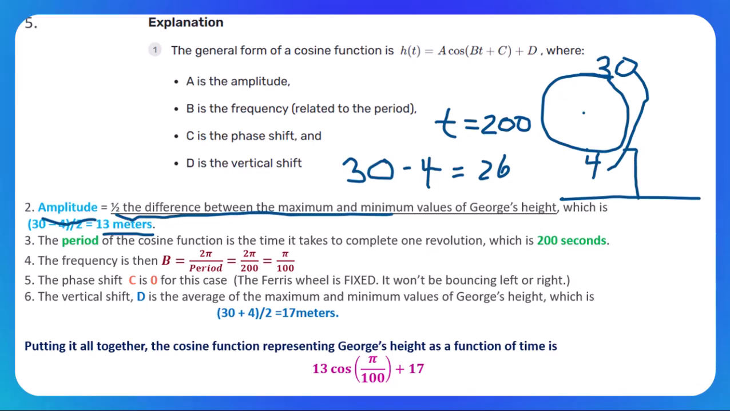Let me erase some of that and get it out of the way. All right, now the frequency is B, and that's going to be our period. So our period starts with 2 pi over time, and our time in this question is 200. So it's going to be 2 pi over 200. When you simplify that, you get pi over 100.